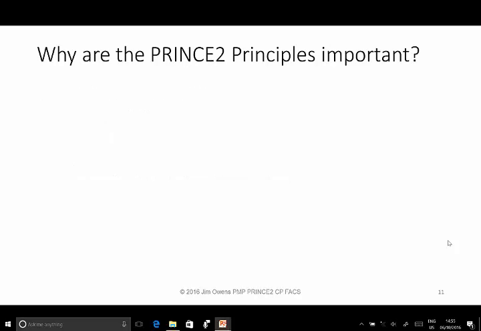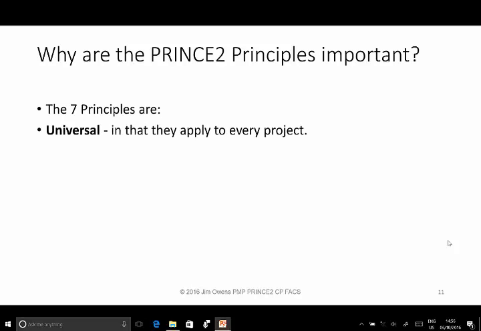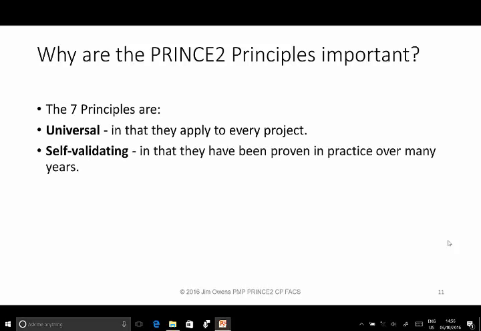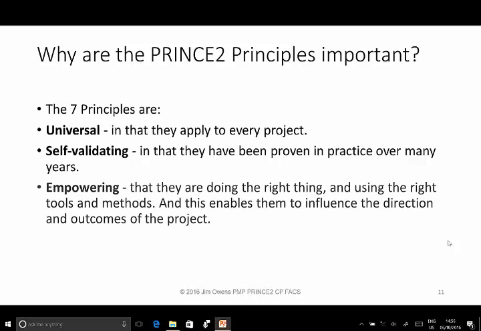Why are the PRINCE2 principles important? The 7 PRINCE2 principles are universal because they apply to all types of projects in all industries and environments, cultures and languages. They are self-validating because they have been proven to work in practice over many years. The principles are empowering because they give project managers confidence that they are doing the right thing and using the right tools and methods, and this enables them to influence the direction and outcomes of the project.